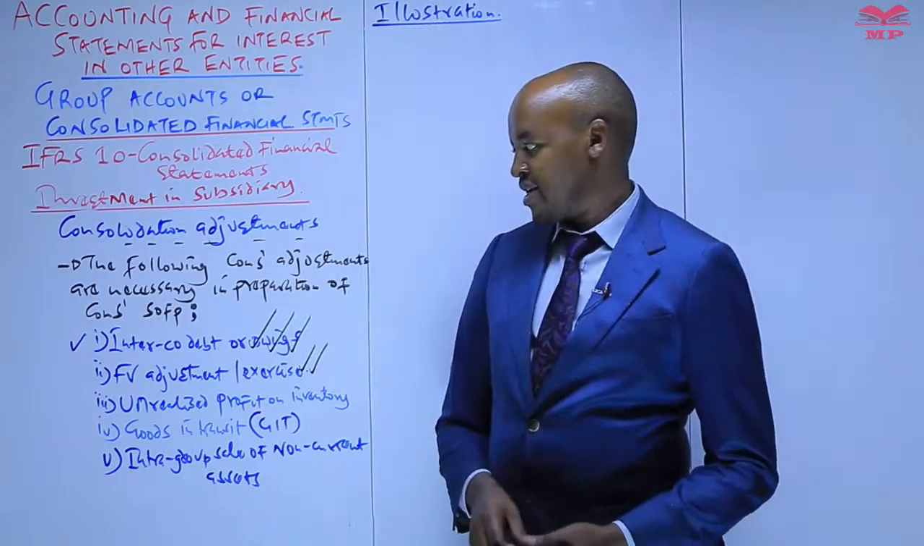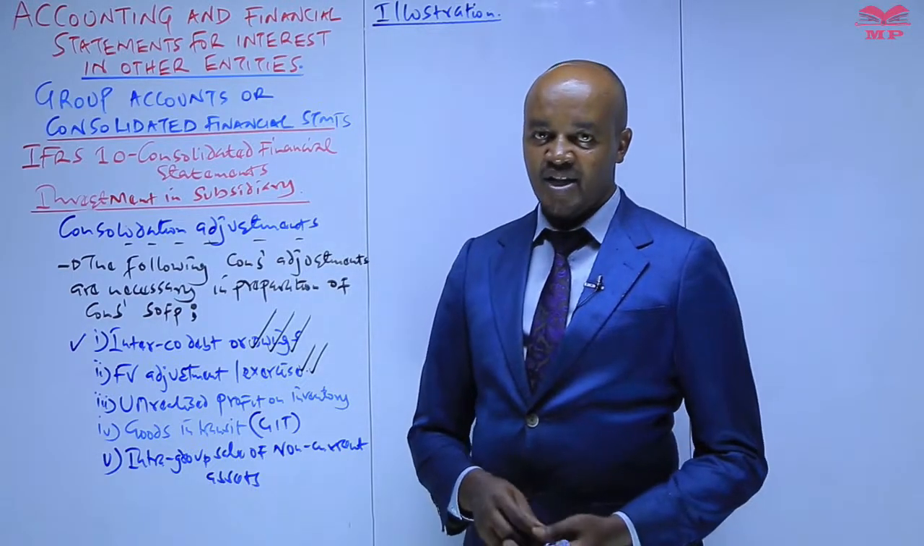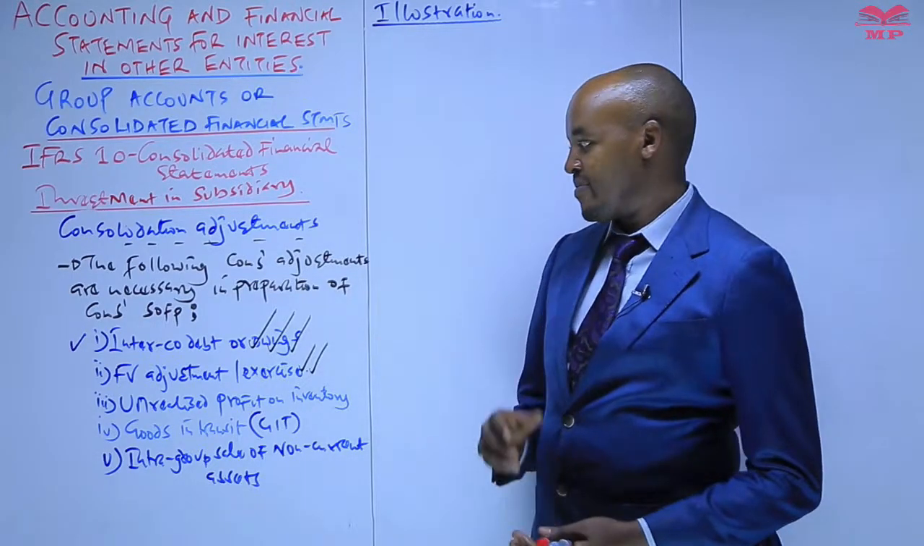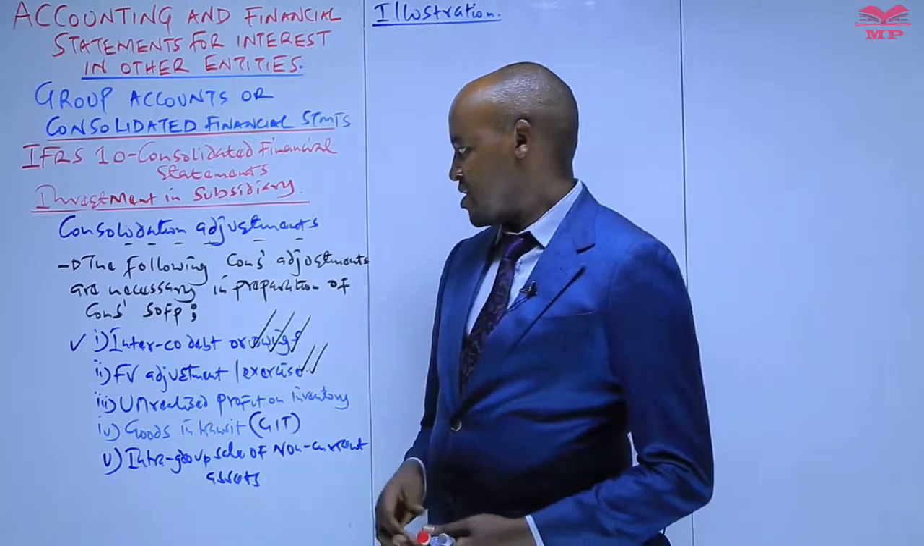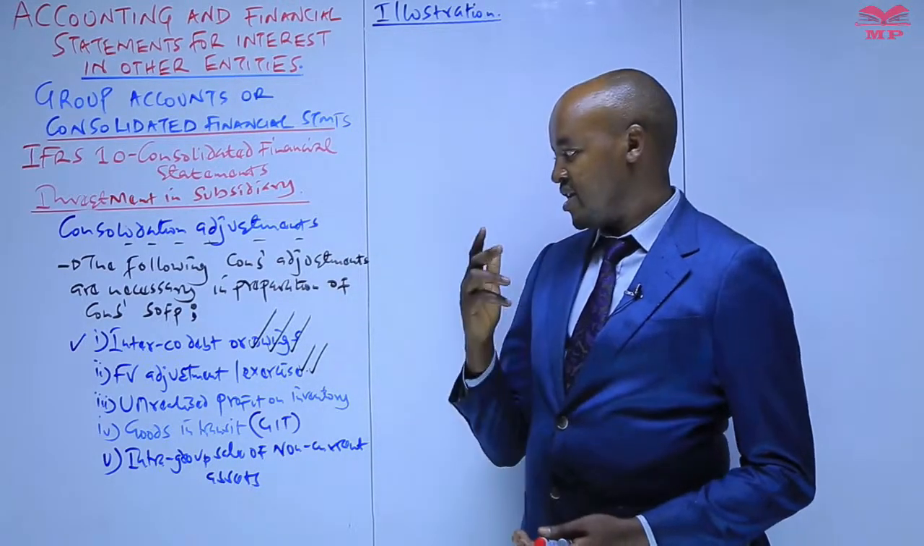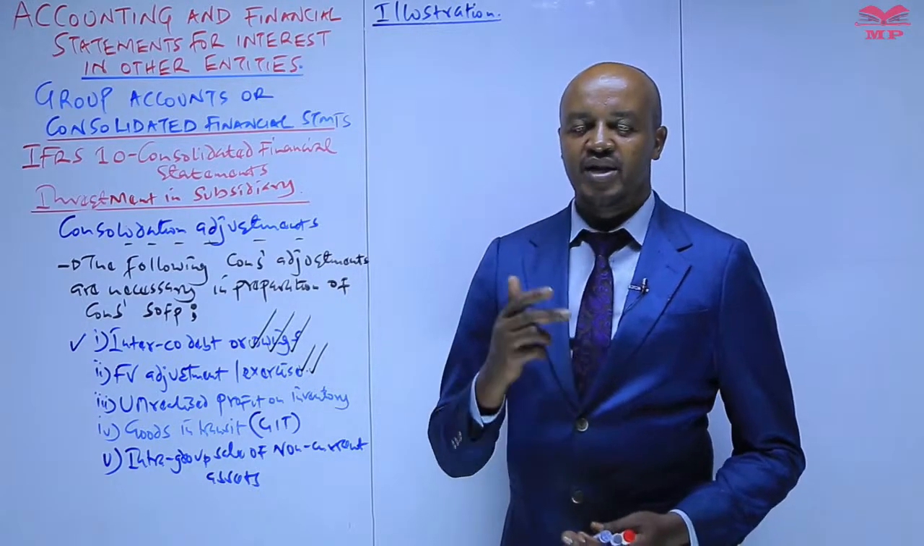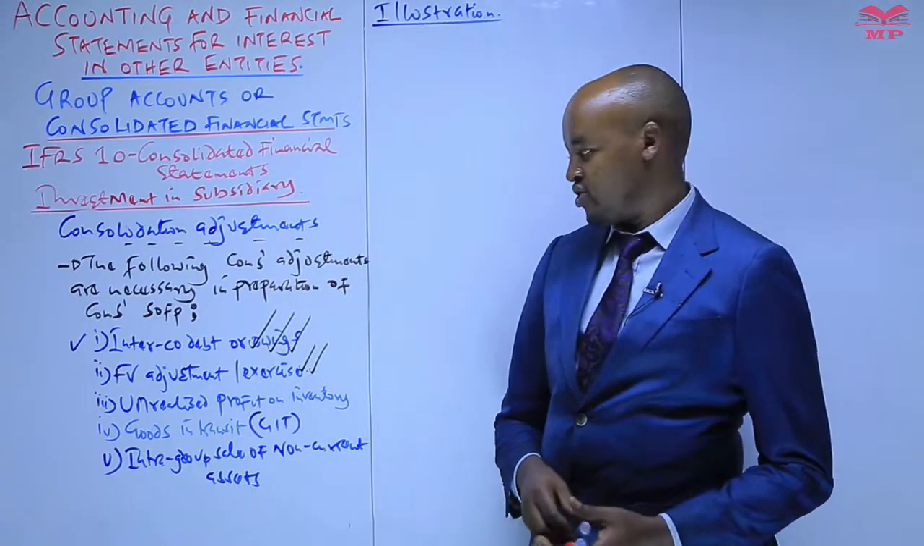We also looked at the consolidation adjustment whereby the amount of intercompany debt is not the same, whereby we said the difference between the amounts of intercompany debt is basically cash in transit, and we also looked at how to deal with the same in preparing the consolidated statement of financial position.